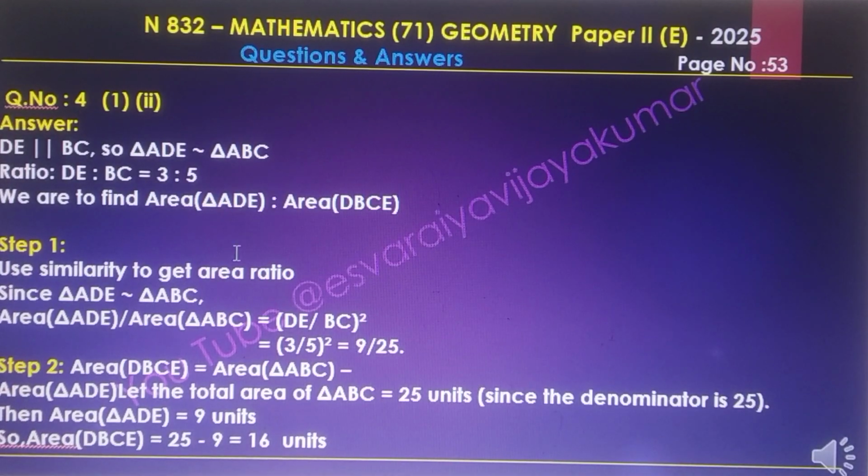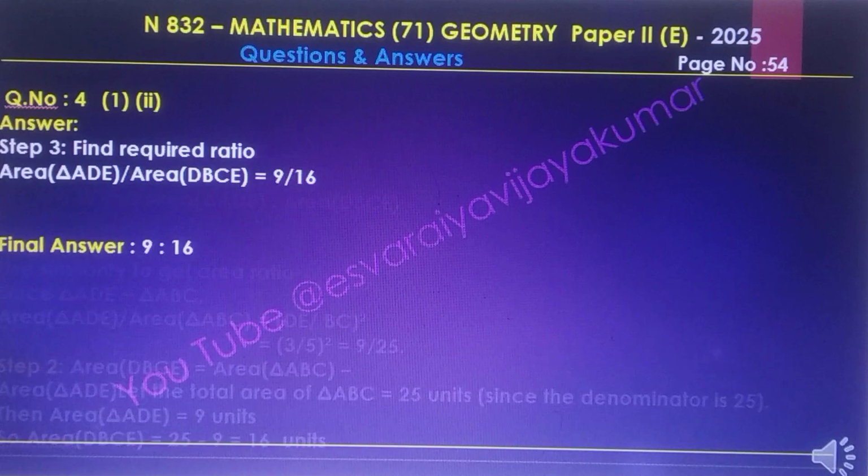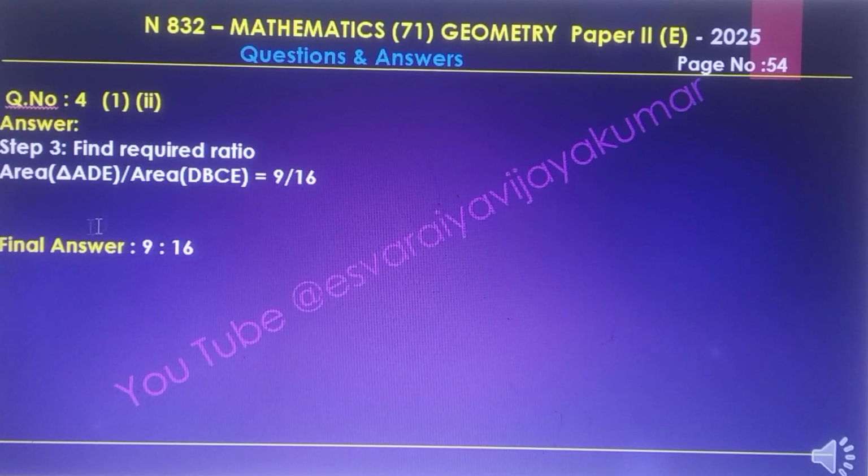Here are the answers. The same, step 1, step 2: we are getting area of triangle ADE upon area of triangle ABC equal to DE upon BC whole square. Finally we are getting 9 upon 25. Step 2 also the same way, we are getting 16 units. Area of DBCE is 25 minus 9, 16 units. And step 3, required ratio 9 upon 16, 9 is to 16, that is the answer.